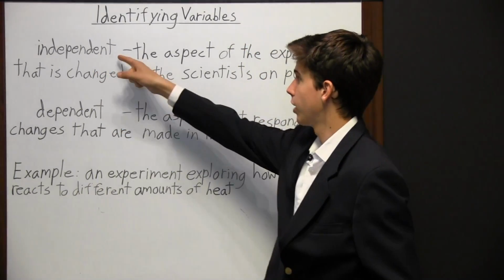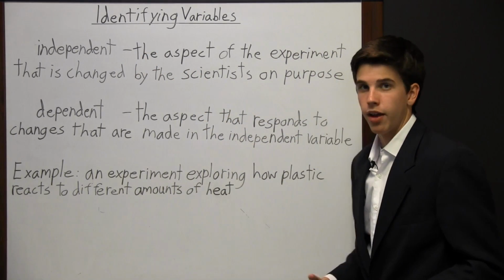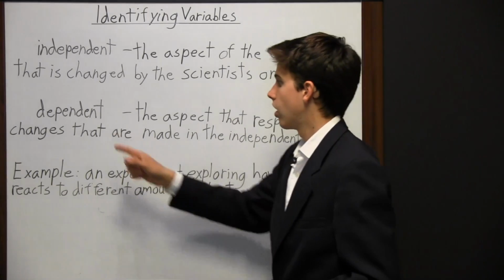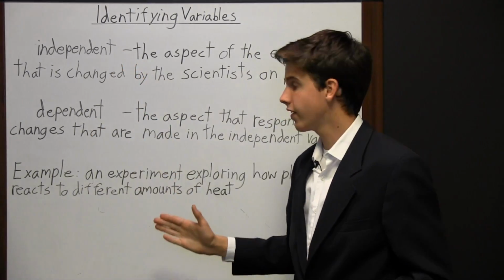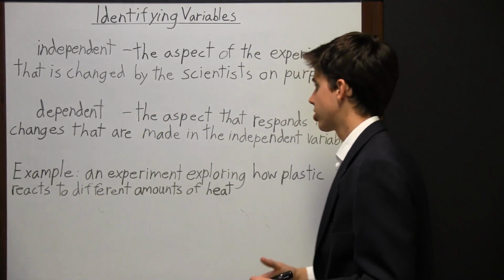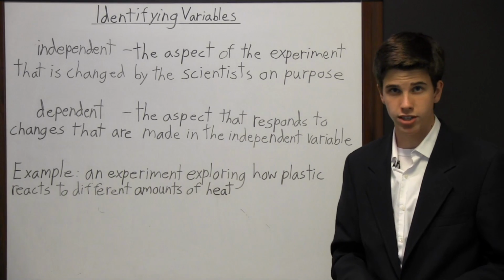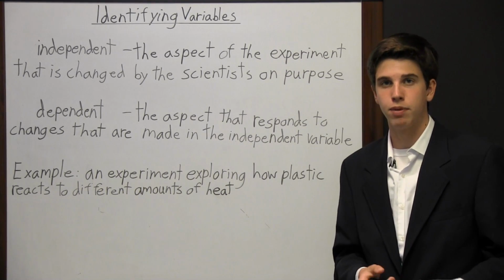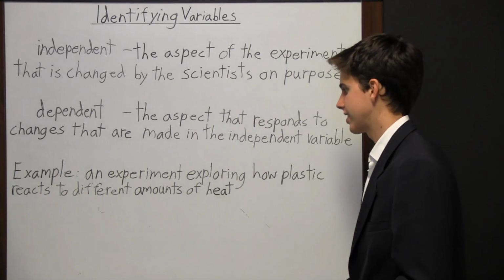And so the independent variable is manipulated by scientists on purpose so that we can see the effect of it on the dependent variable. While the independent variable is manipulated, the dependent variable is just observed to see the changes that take place in it. Now, it's important to be able to identify the independent and dependent variables in an experiment. So let's take a look at this example.